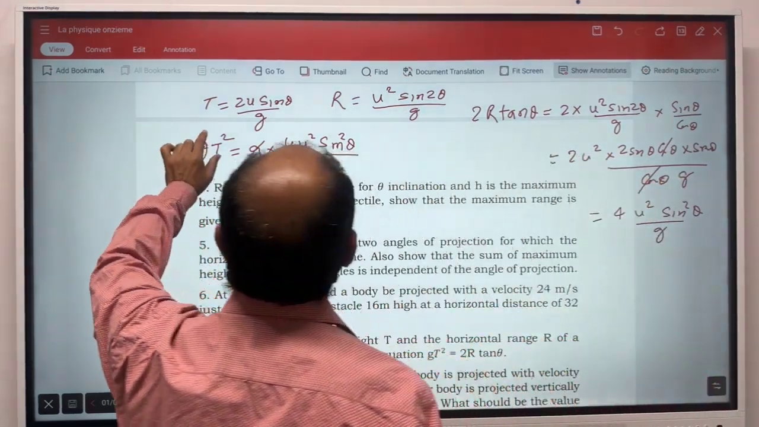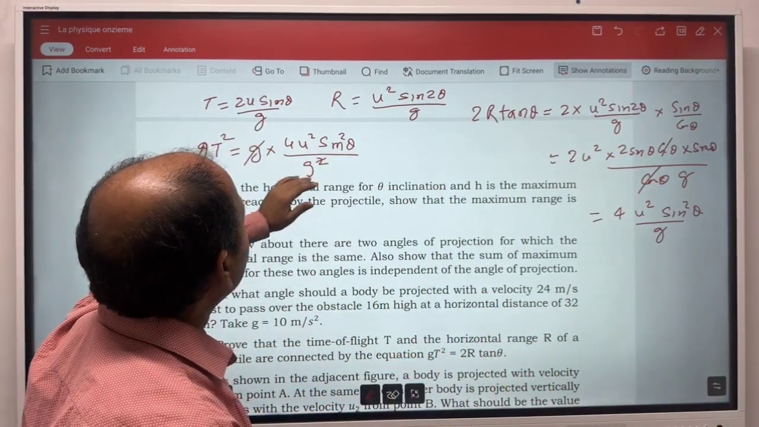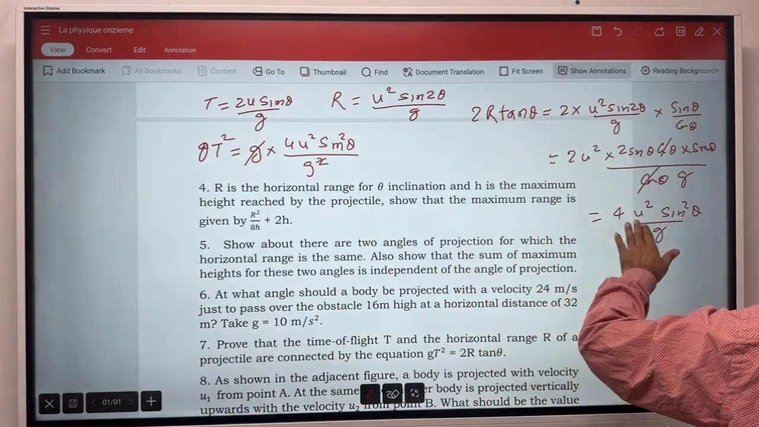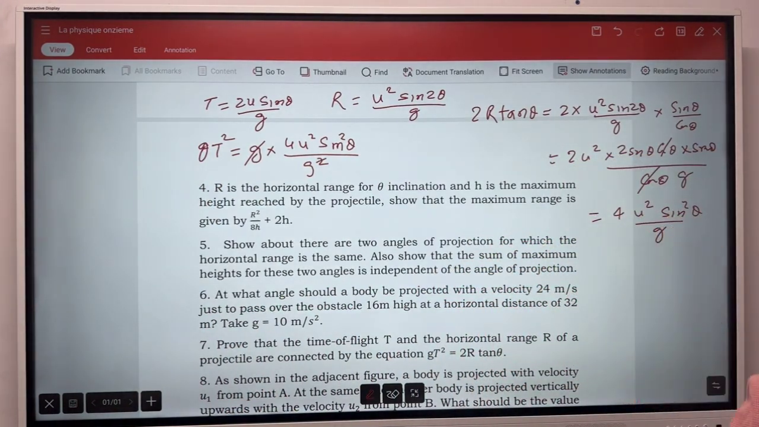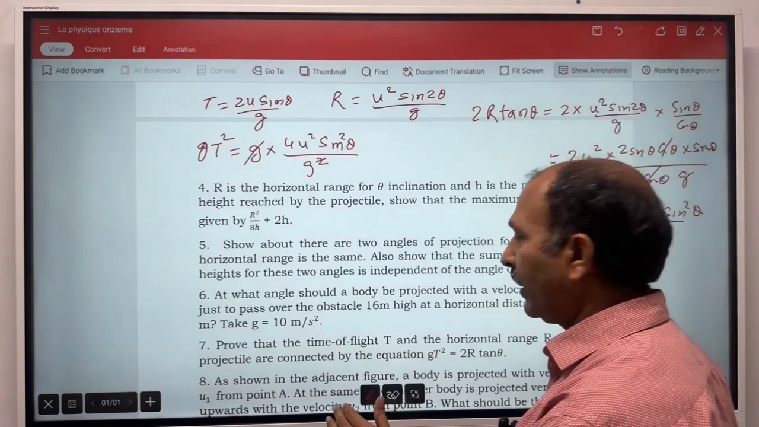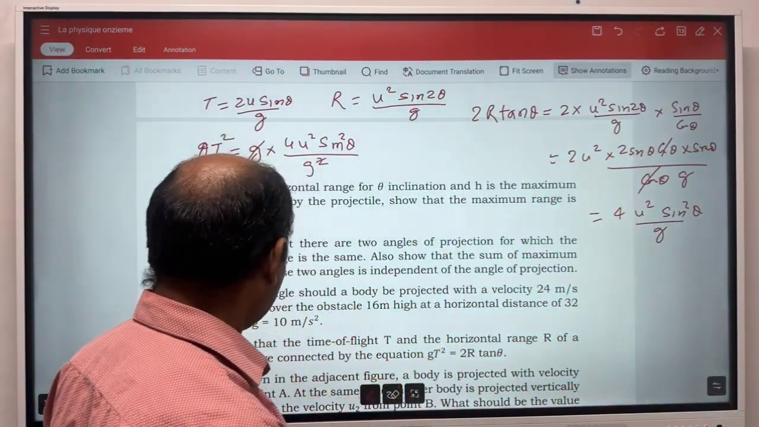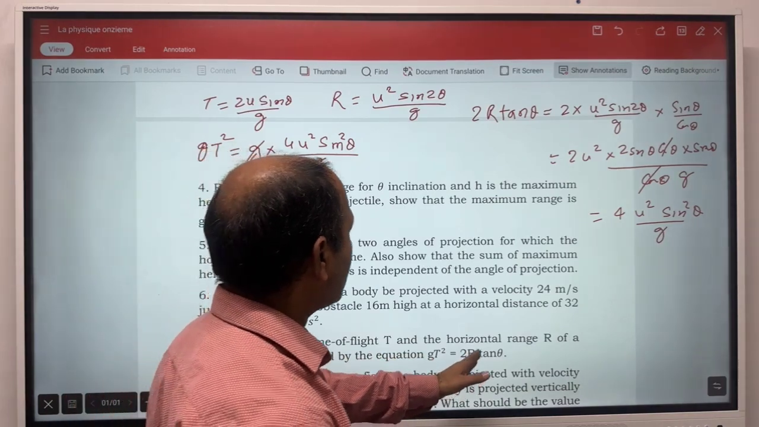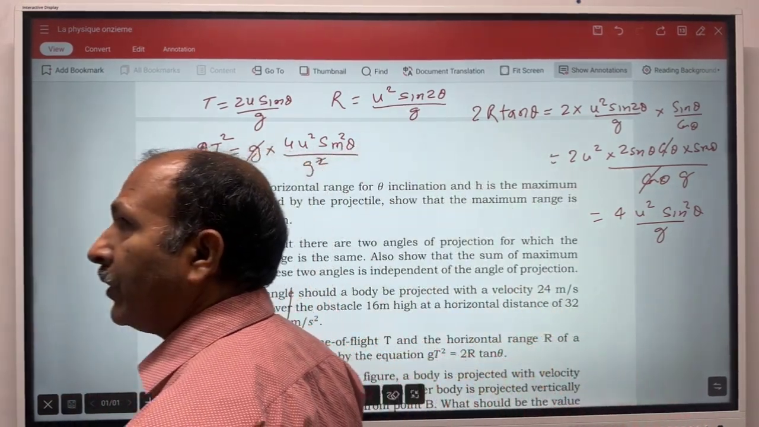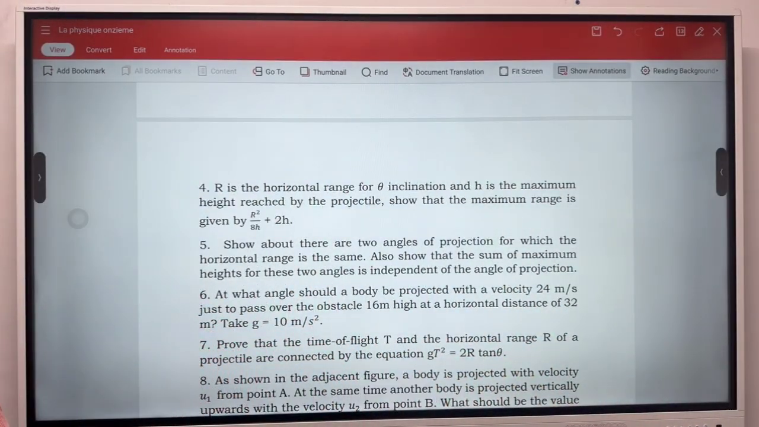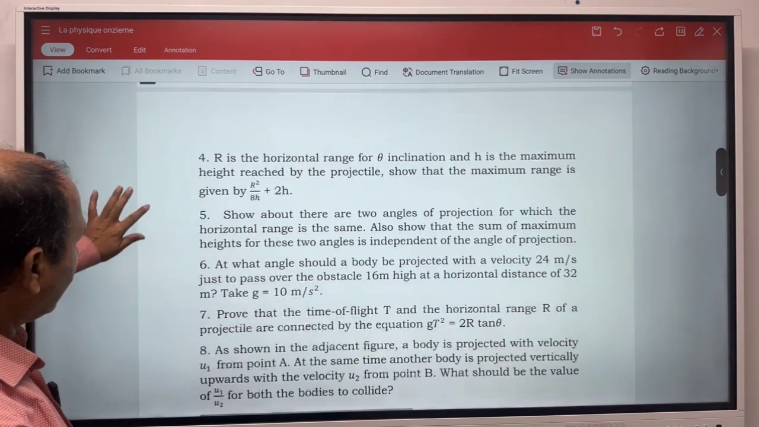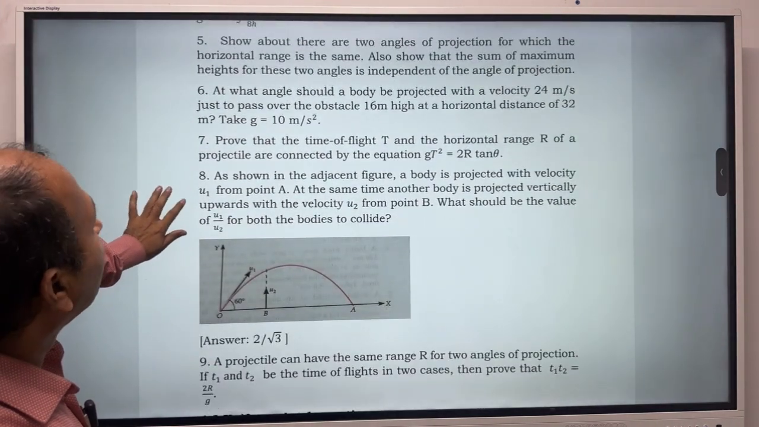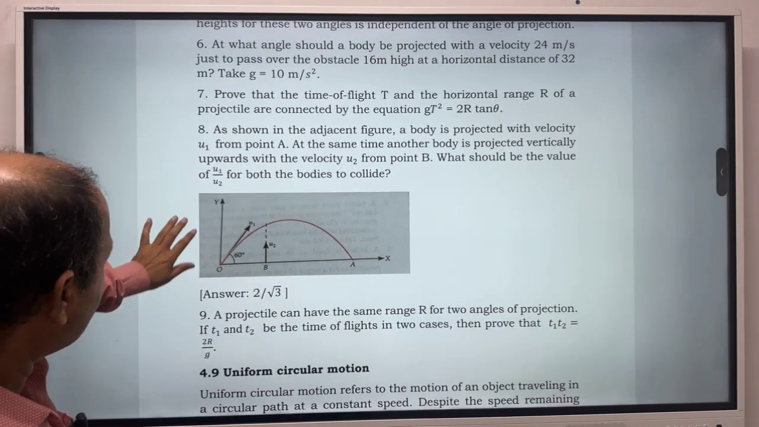What is this result? gt square is giving 4u square sine square theta upon g, and this one is also giving the same thing, 4u square sine square theta upon g. So we have proved that gt square equals 2r tan theta. So this is all in this video. Later on we will work on other questions.